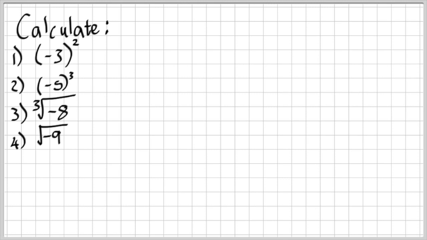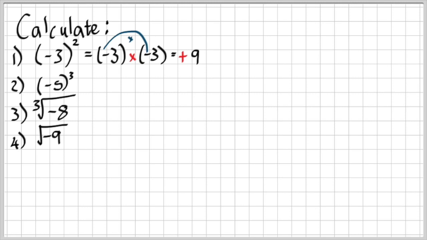If I look at the first one, negative 3 squared. What does the square mean? The square means you take the number and multiply it by itself. So in other words, negative 3 multiplied by negative 3. And that answer of a negative times by a negative is a positive, and 3 times 3 is 9. So my answer is positive 9.